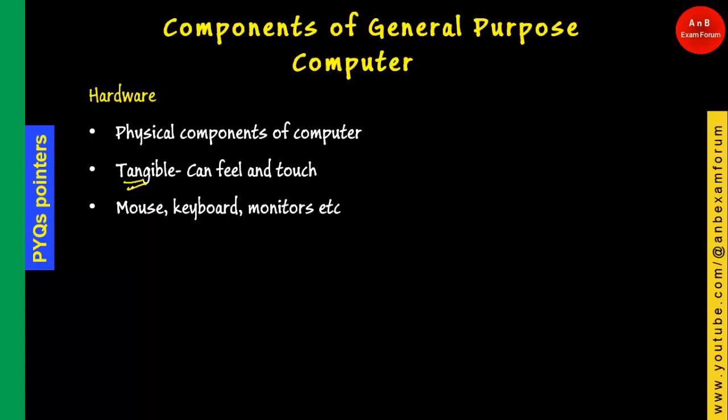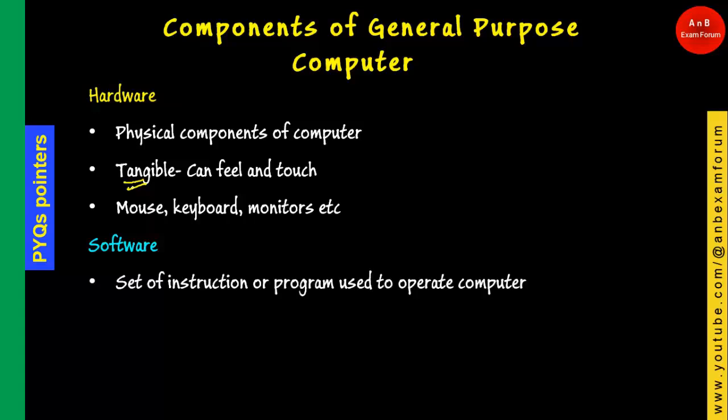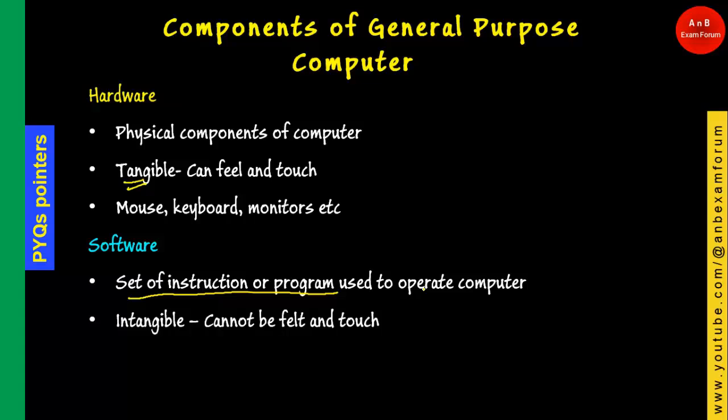The next component is software, which is basically a set of instructions or programs used to operate the computer, and these are generally intangible, which cannot be felt.